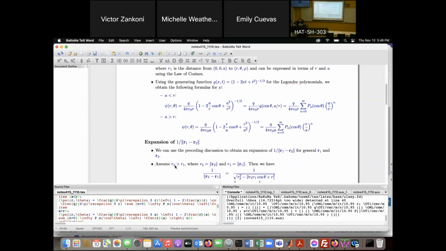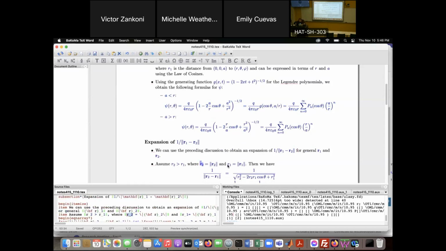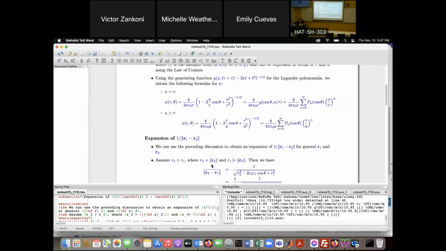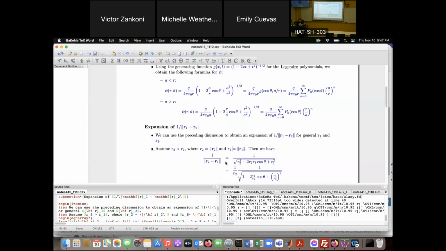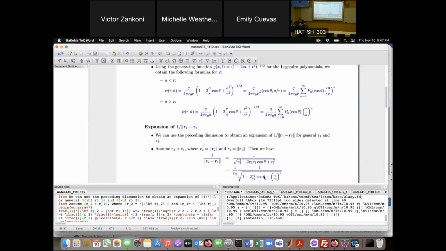So we're going to make the same assumption here, that the magnitudes of the individual points are different. If we assume that r2 is greater than r1, we can do that without loss of generality. Then I go ahead and express this using the law of cosines again, where theta is the angle between the position vectors r1 and r2. That's the law of cosines again. And based on the assumption that r2 is greater than r1, like before, go ahead and pull that outside the square root. So now I have a 1 here.